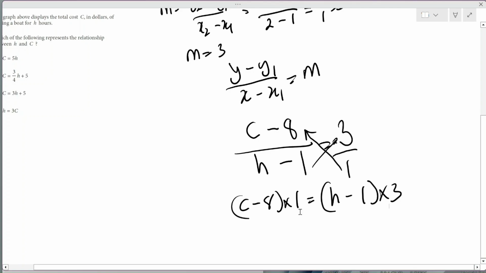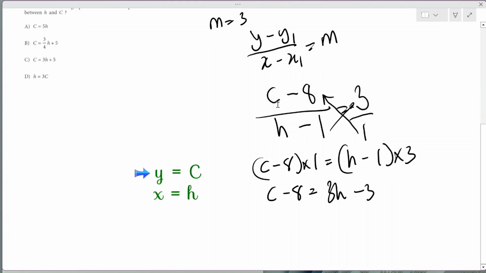Anything times 1 is that same thing. So c minus 8 times 1 is c minus 8. You can say c times 1 is c, minus 8 times 1 is minus 8. So you have c minus 8 equals, this 3 affects this h and this minus 1. So 3 times h is 3h, then 3 times minus 1 is minus 3.